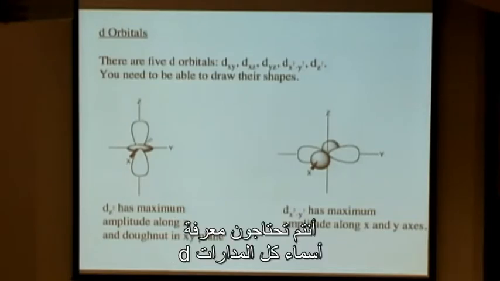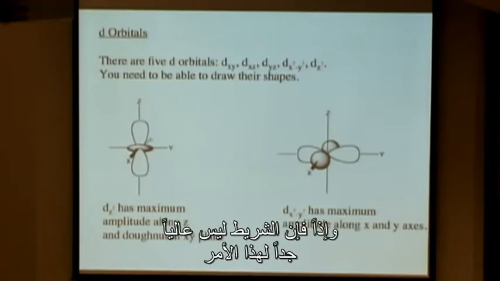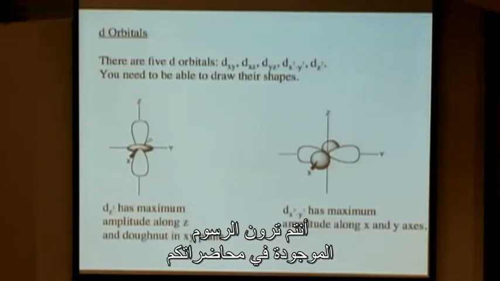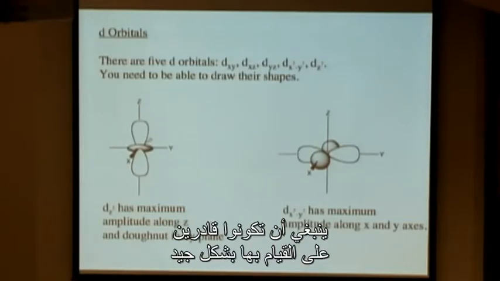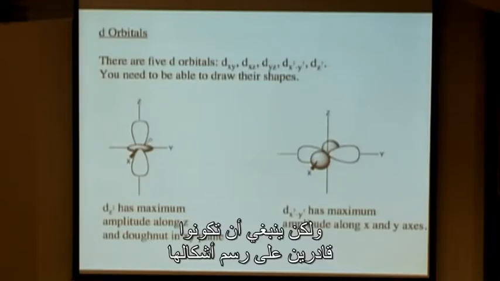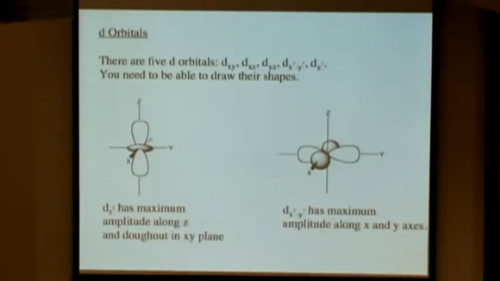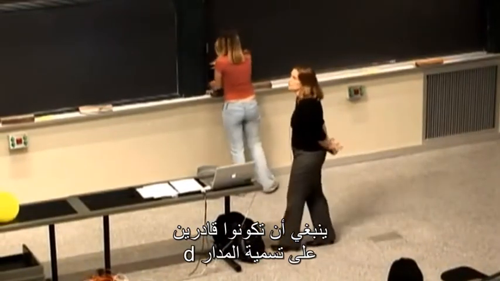You need to know the names of all the d orbitals. You should be able to draw the shapes of the d orbitals. The bar is not too high for this. You see the drawings that are in your handouts. You should be able to do about that well. It doesn't have to be super fancy, but you should be able to draw their shapes. And you should also be able to recognize which d orbital it is. If you have a picture of different d orbitals, you should be able to name that d orbital.